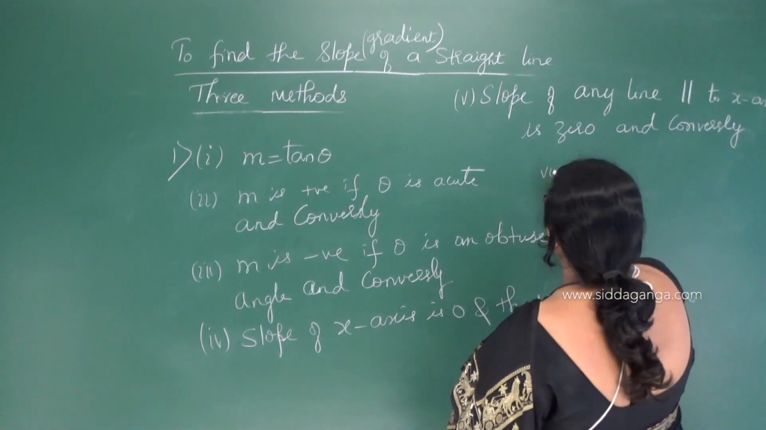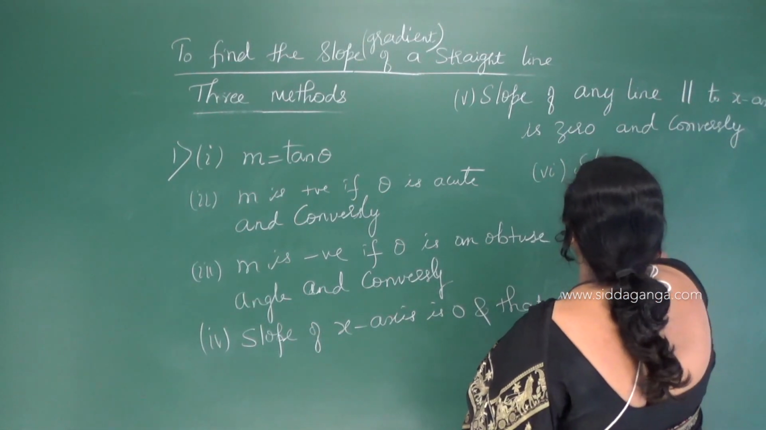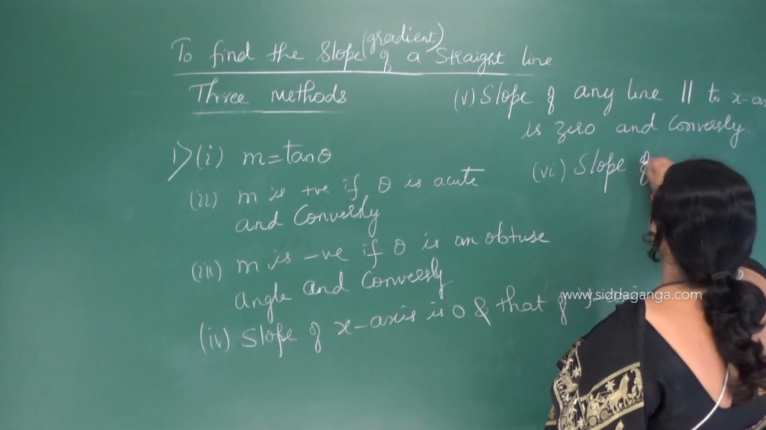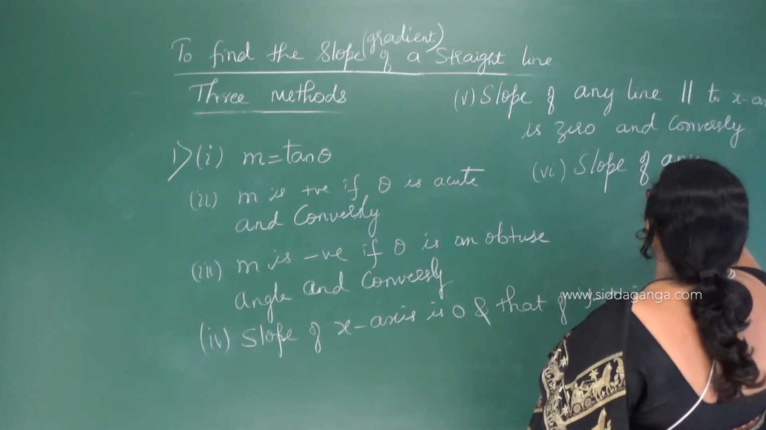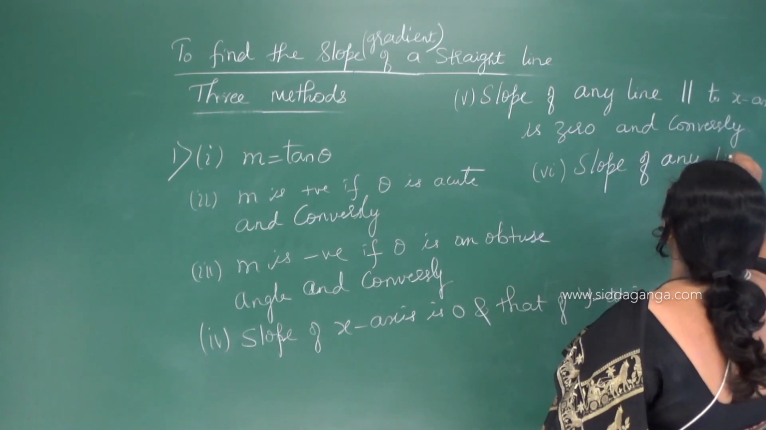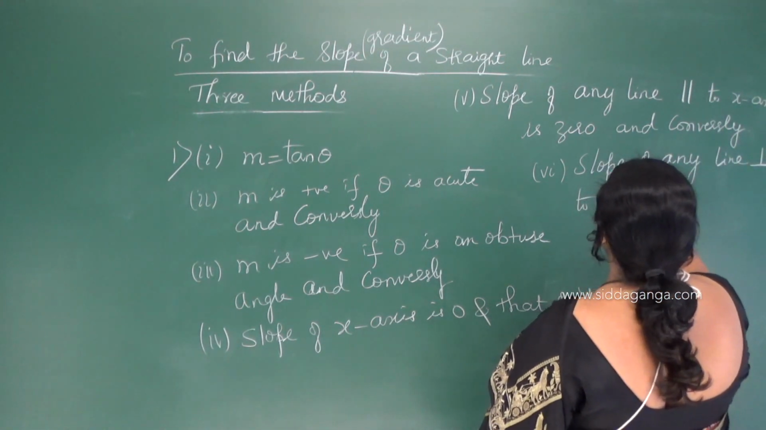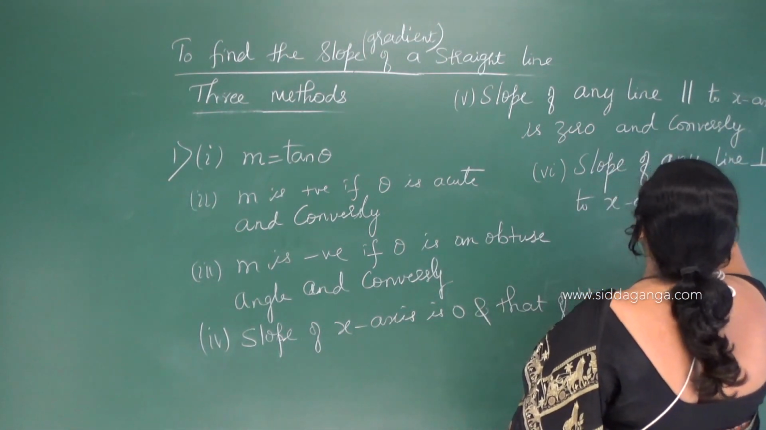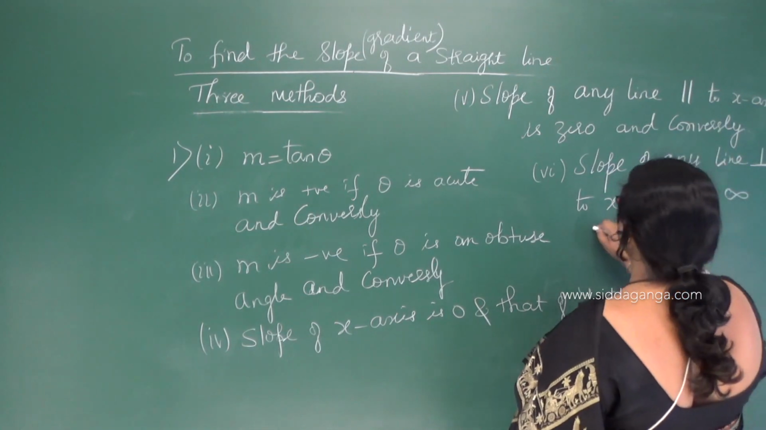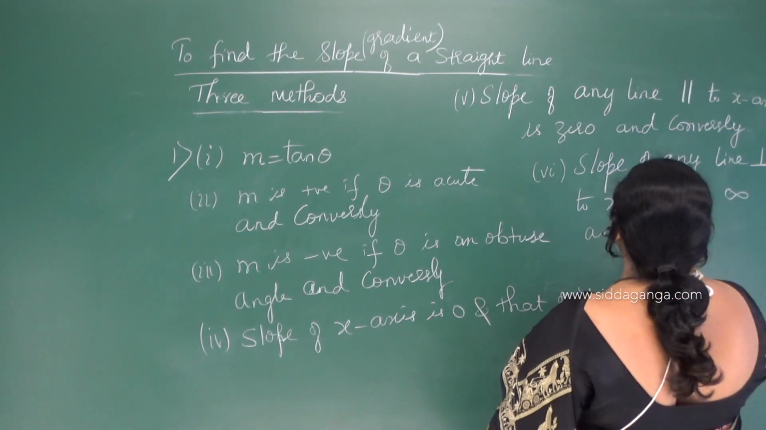Next, sixth point is here, slope of any line, once again I am repeating here, slope of any line perpendicular to x-axis is not defined, means infinity, and conversely.